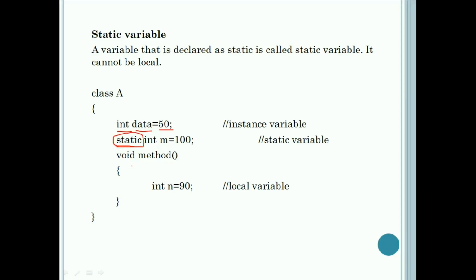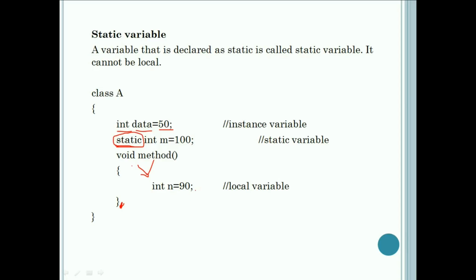Next, this is the local variable. A local variable is defined inside the method, as int n = 90 is defined inside the method. That's why it's called a local variable. In a static variable, there would only be one copy of each class variable per class regardless of the number of objects. This is a property of the static variable.